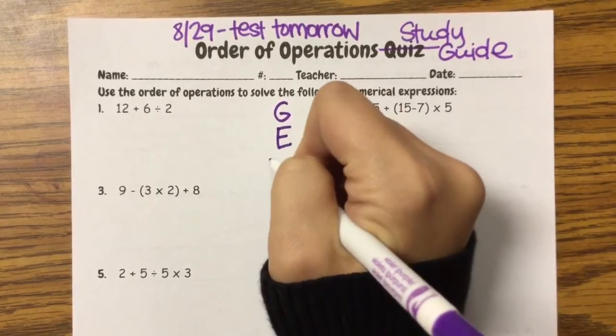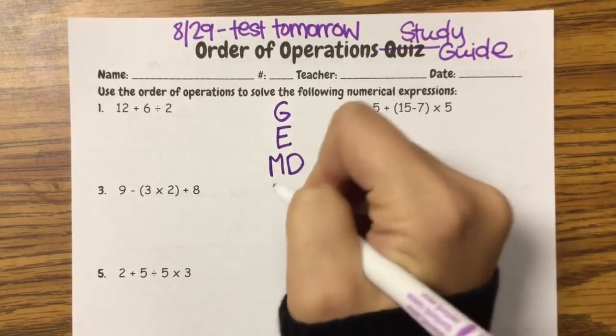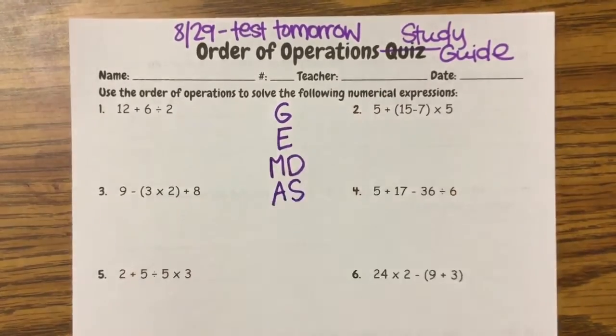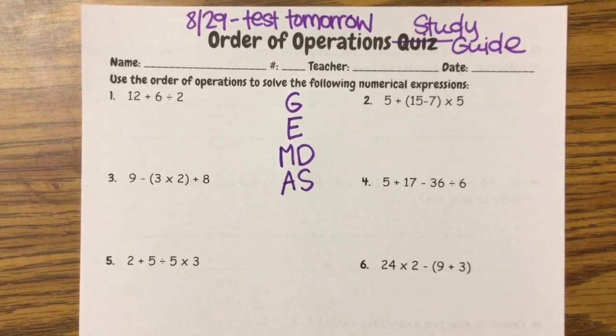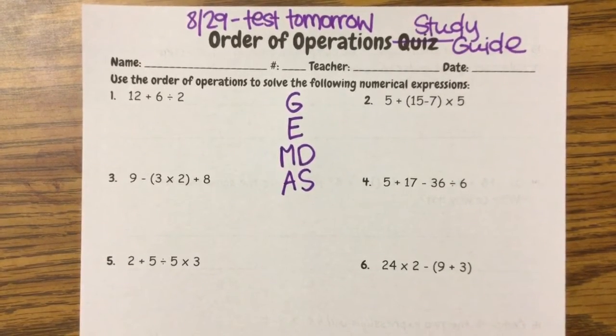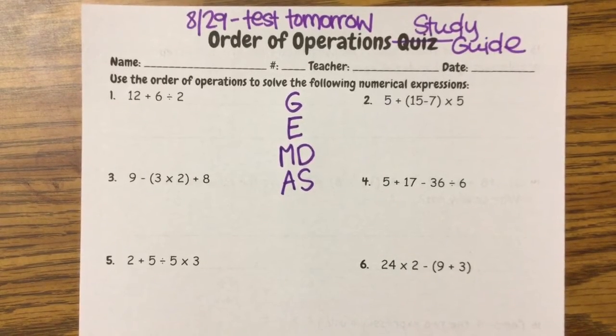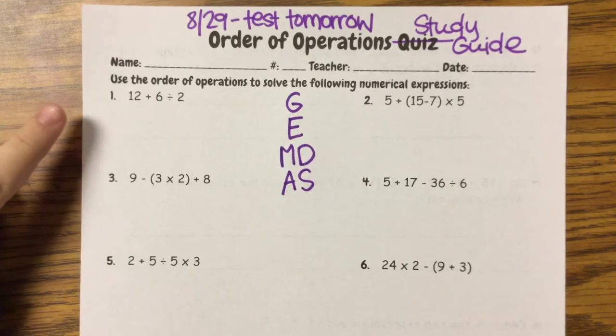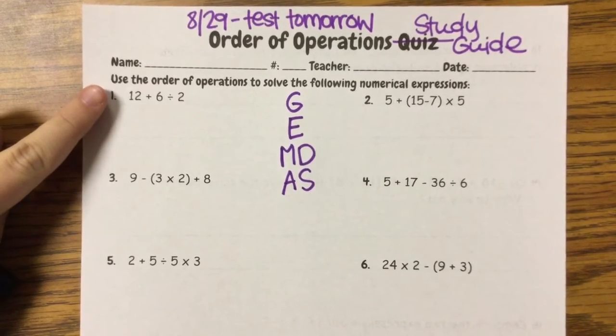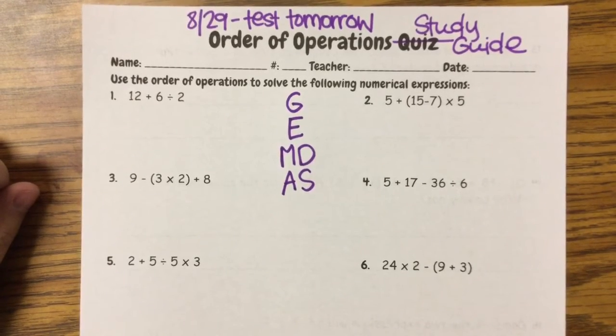G, E, M, D, A, S. Perfect. Okay, so I start with G, and what does G stand for? Grouping symbols. My grouping symbols include parentheses, brackets, and braces. Anything that groups these numbers together. So, in number 1, do I have any grouping symbols? No, so I'm already done with that.